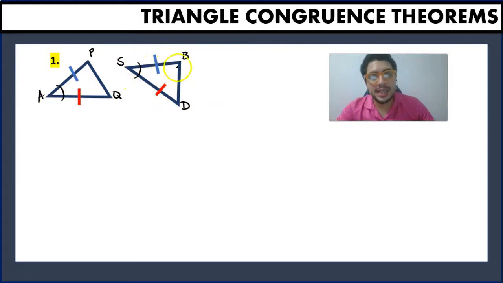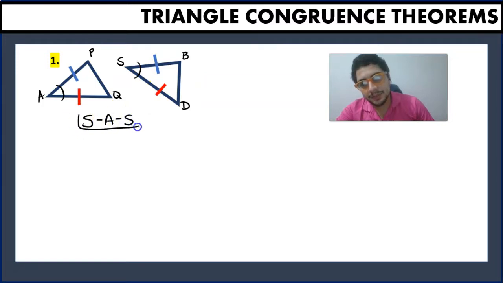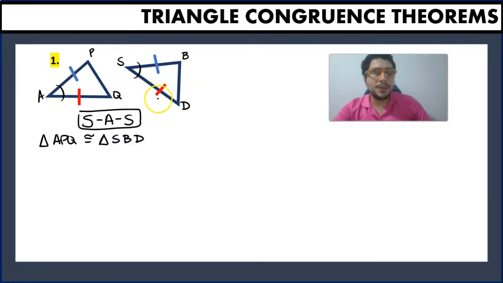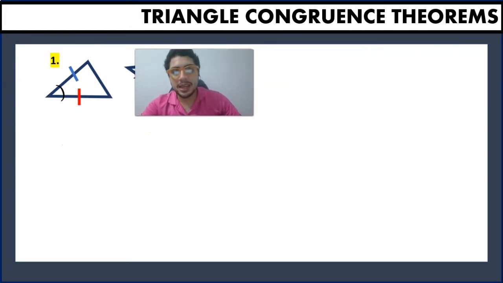We're given one side, one angle, and the very next side. So we know that this is the side angle side theorem, and we can conclude that the triangle APQ is congruent to triangle SBT, of course, depending on how you name it. But the important thing is that this and this, then P, then B, and then Q, are in the same exact order. Okay, now let's take a look at another one.